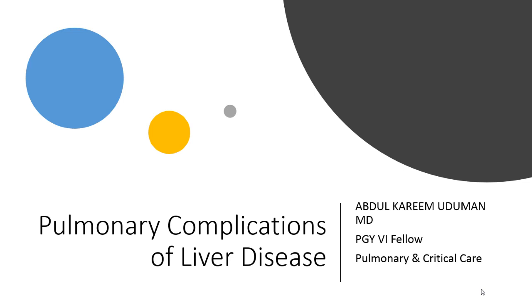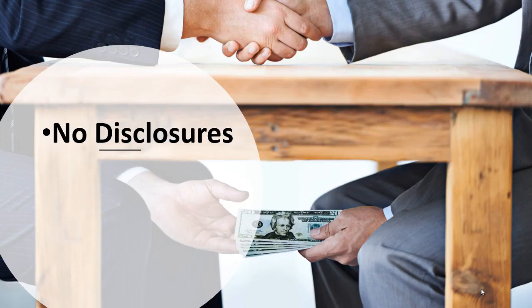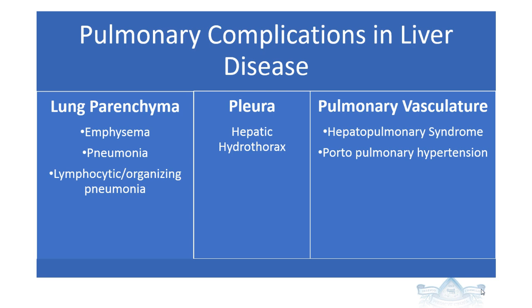Good afternoon, everyone. I'm going to be talking about pulmonary complications of liver disease. I have absolutely no disclosures. We can divide it into three groups: lung parenchymal disorders, pleural diseases, as well as pulmonary vasculature. I'm going to be focusing on hepatic hydrothorax and hepatopulmonary syndrome today.